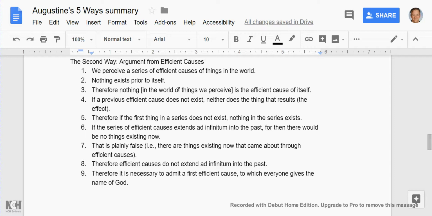So we perceive a series of efficient causes of things in the world. We always do. We always think that one thing makes another thing happen, but nothing would ever exist prior to itself. Therefore, nothing in the world of things we perceive is the efficient cause of itself. Just like a potential thing can't will itself into motion, something needs to act upon it, so there needs to be an efficient cause. There needs to be something that makes something happen beforehand. Now, if a previous efficient cause does not exist, neither does the thing that it results in. So if I don't have an electric spark to ignite some fuel, the fuel won't turn into a fire, right?